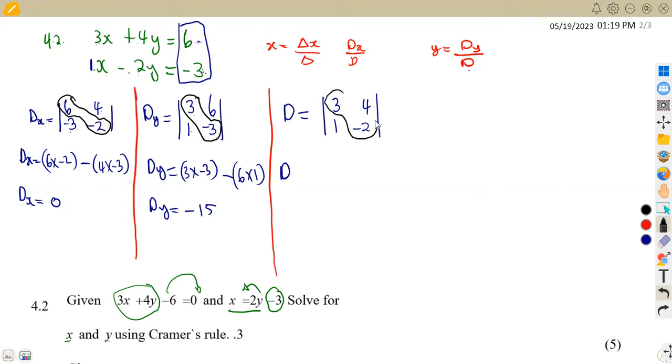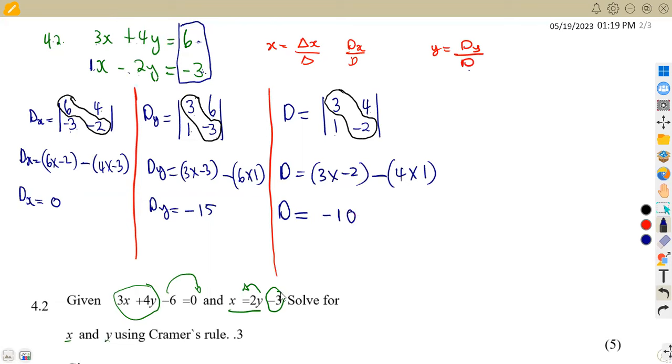The same thing for the determinant with respect to constants. We close this part, the major diagonal, that is 3 versus negative 2. So this is going to be 3 times negative 2 minus 4 versus 1. So this is going to be 4 times 1. So here we are going to have the determinant with respect to constants, which is a negative 10.